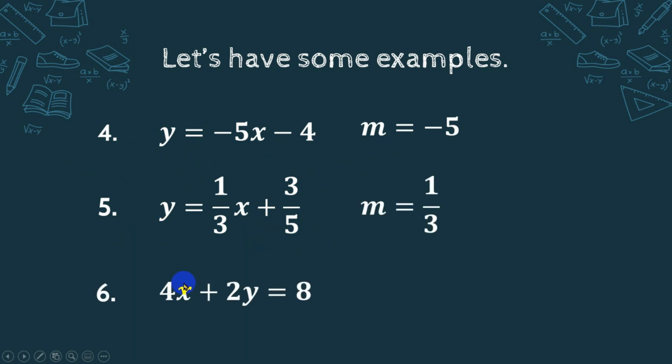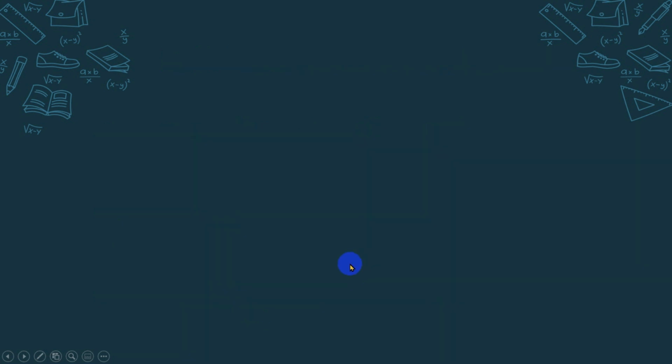Then we have example number 6. We have here 4x plus 2y is equals to 8. Can we consider 4 as a slope even if the form is not yet in slope-intercept form? So, hindi po pwede. Dahil ito ay naka-standard form pa, kailangan pa po natin siyang i-rewrite into slope-intercept form.